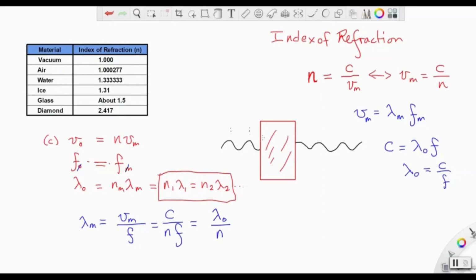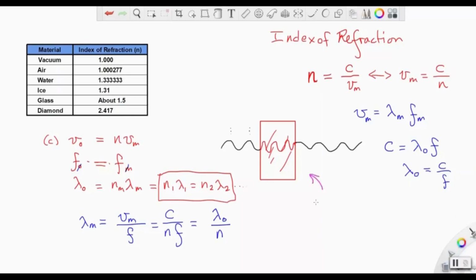Okay, so what does it look like? Well, you notice here that inside the material our wavelength is actually diminished by some amount. n is always greater than 1, so that means that we have a shorter wavelength inside the material than we do outside the material. Now, does that mean that it's a higher energy? It does not, because remember that the speed has decreased, the frequency has stayed the same.